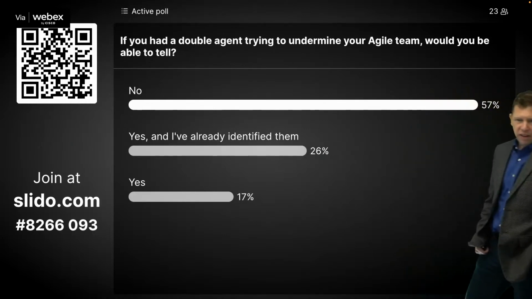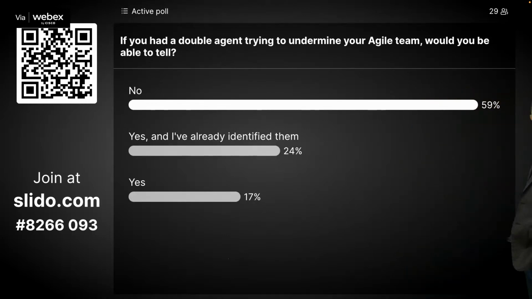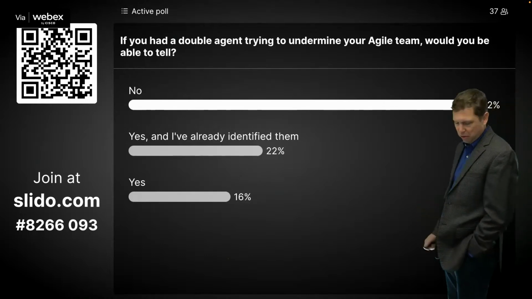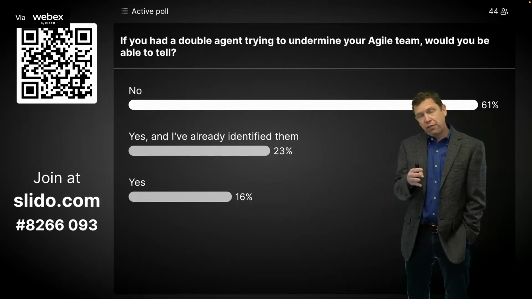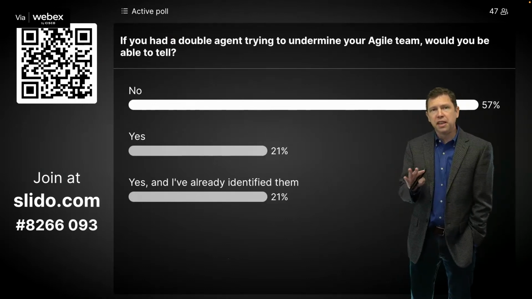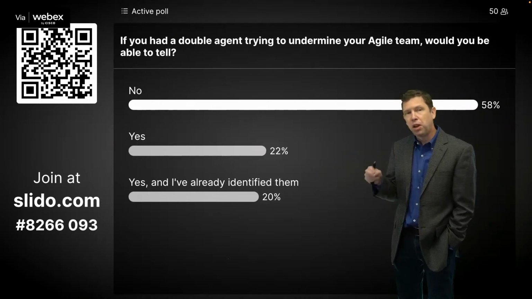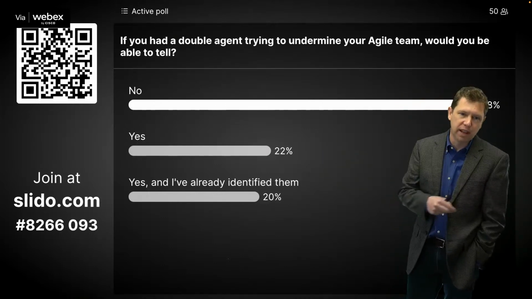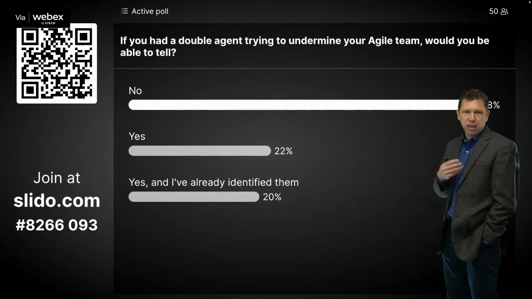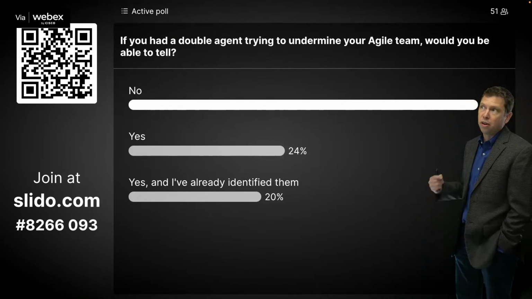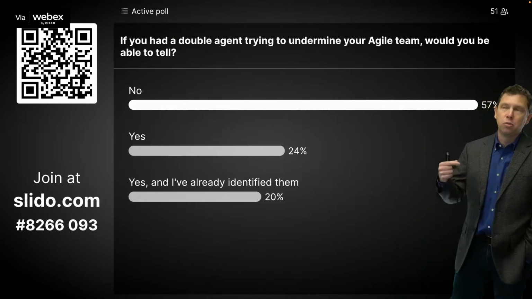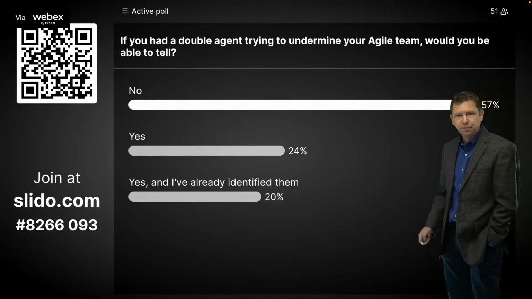So no, 57% say no here. Yes, and I've already identified them. Or just yes, you think you'd be able to tell. Because remember, and I'm sure England was thinking about this, with the stuff they were doing to mislead the Nazis, they were probably also being very careful they weren't being misled in the same way by a double agent that was actually serving the Nazis.